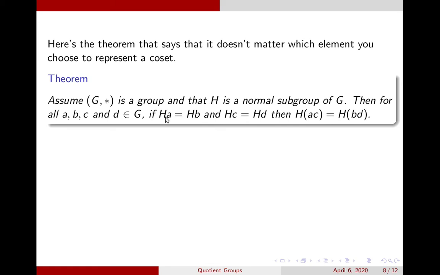And we're going to multiply Ha times Hc, and we're going to multiply Hb times Hd. The result of multiplying Ha times Hc will be the right coset determined by a times c. The result of multiplying Hb times Hd will be the right coset determined by b times d. And the theorem says those two things have to be equal. How you represent this right coset and how you represent this right coset doesn't matter if you're multiplying cosets.